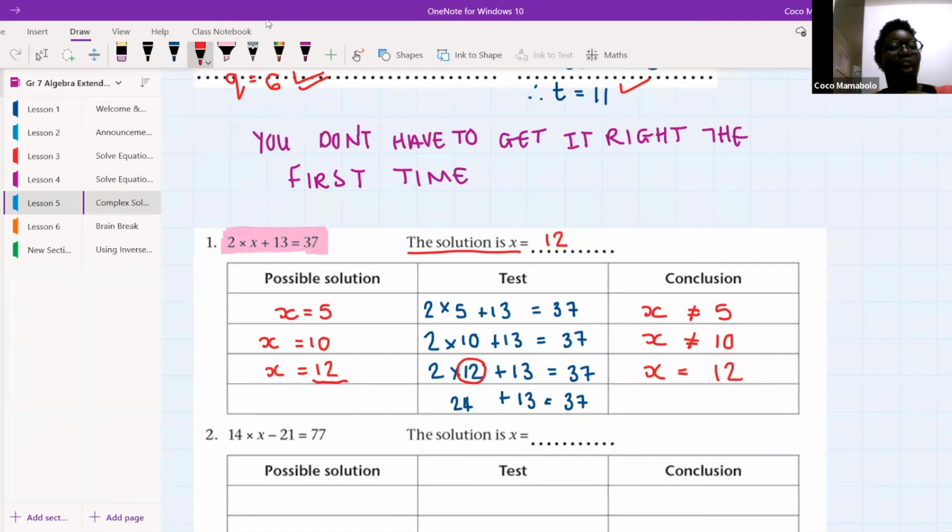Okay, thank you. Do you see what we did? You don't have to get the answer right the first time. You just have to choose whatever number you think and try it until you get to the right answer. Do you see it?